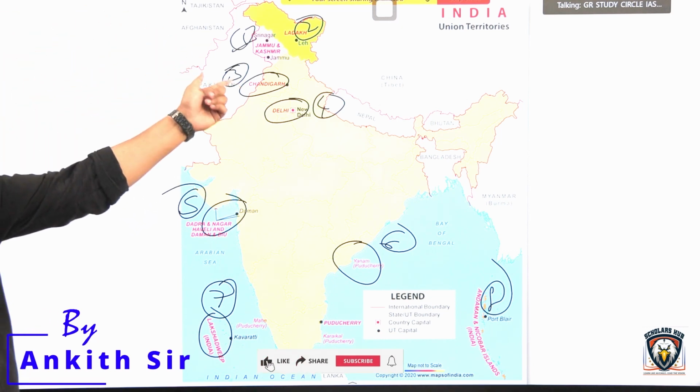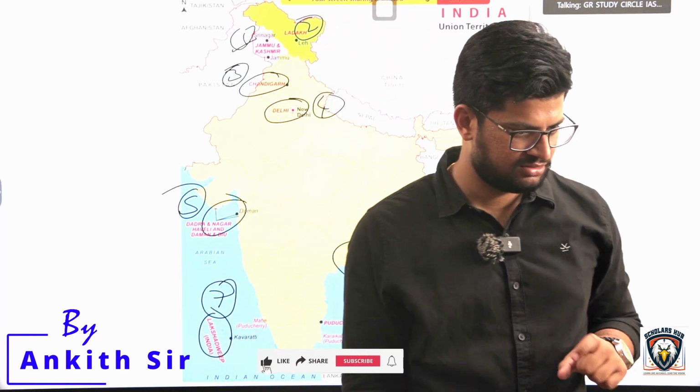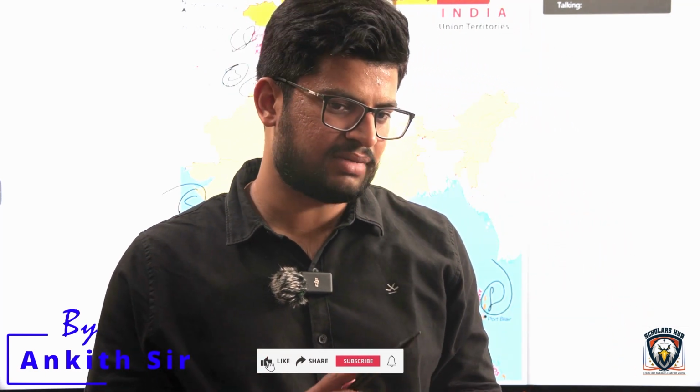Now once again the number of states will become 20. So naming of the states, changing the names of the states, demarcation of states, all these powers are vested with Parliament. If they want to form a state, Parliament has to pass the bill. Okay, new state formation by Parliament.